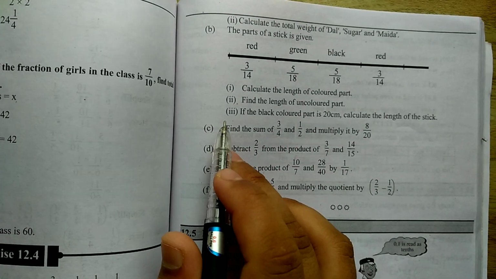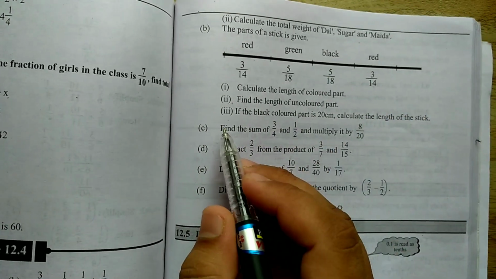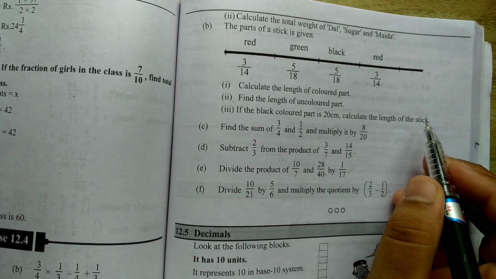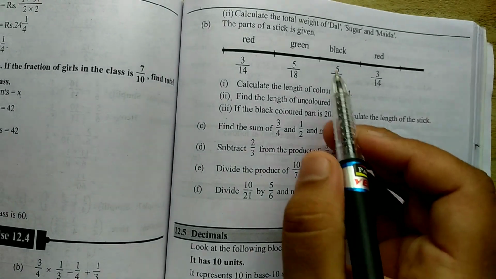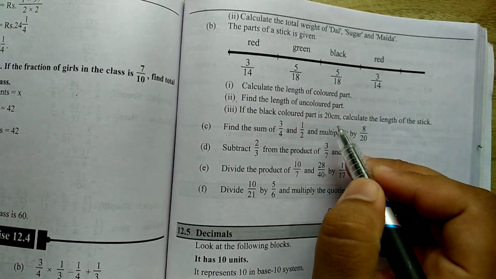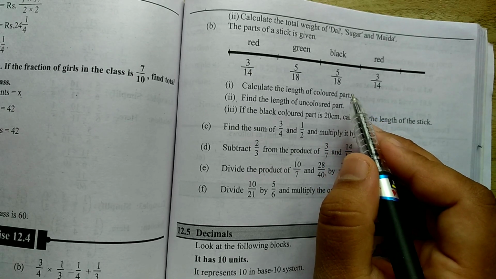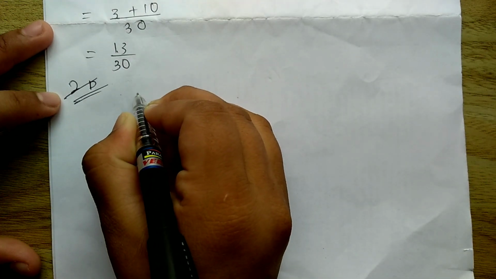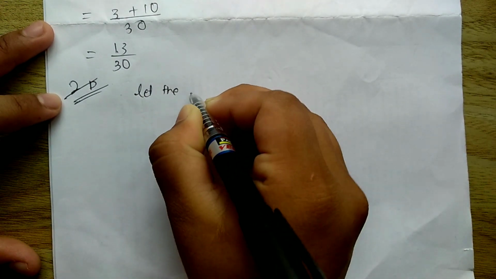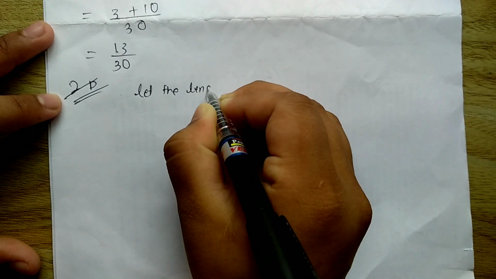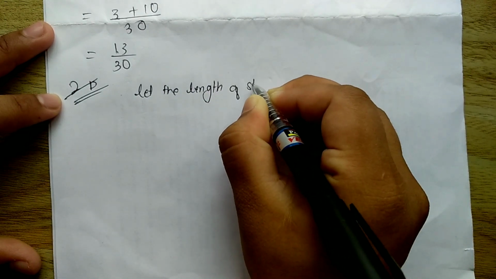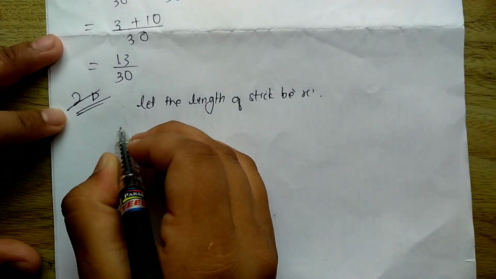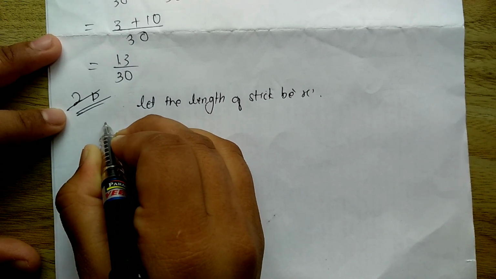So here the total length is not given, but in question number 3 you can see, if the black colored part is 20 cm, calculate the length of the stick. So what it is saying, this black color from here to here is 20 centimeter and the fraction is also given. Since the length is not given, let the length of the stick be x.